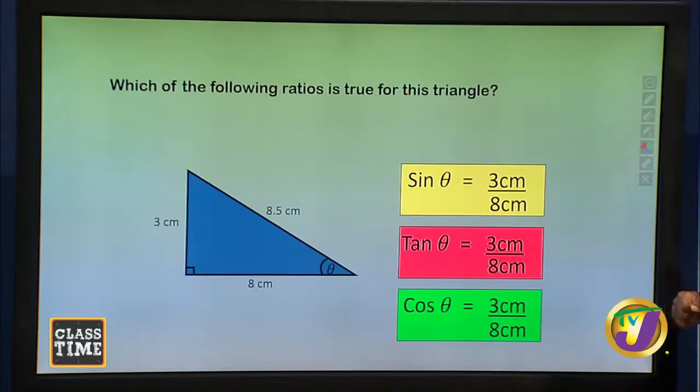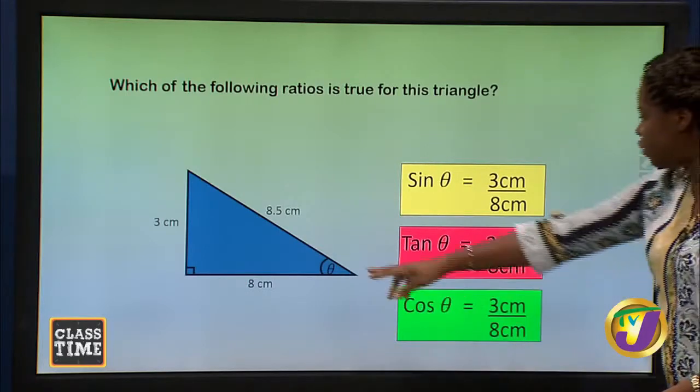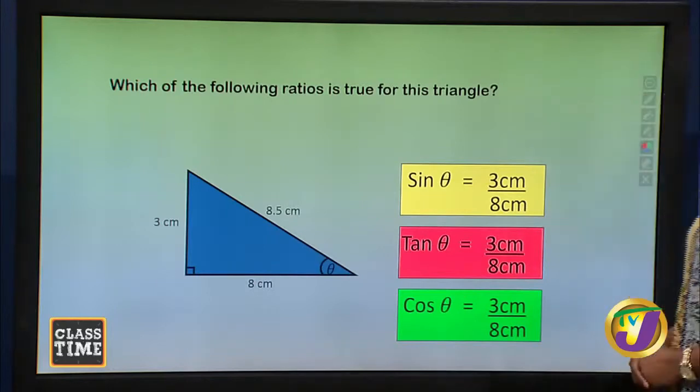Now tan theta. With tan, we're comparing the opposite and the adjacent side. If my angle is theta, the opposite side is 3 centimeters. And I realize that all of these have 3 centimeters at the top in the numerator. So that works, that's the opposite side. But then we want the adjacent side. Is the adjacent side actually 8 centimeters, adjacent to the angle theta? Yes, 8 centimeters is adjacent.